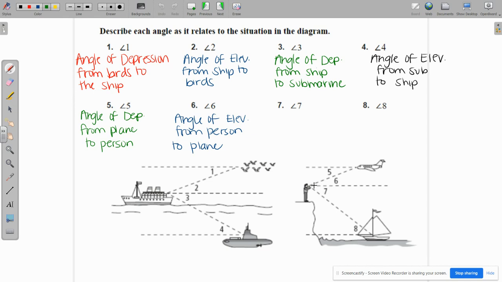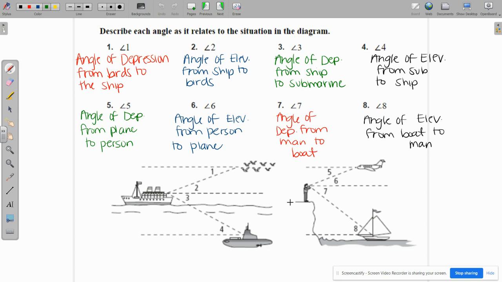Number 7, again, is from the man, but this angle, here's your horizontal, it's below the horizontal. So this would be an angle of depression for the man looking down to the boat. And number 8 is from the perspective down here from the boat, looking up to the man. So here's the horizontal, the angle is above the horizontal, so this would be an angle of elevation from the boat up to the man.